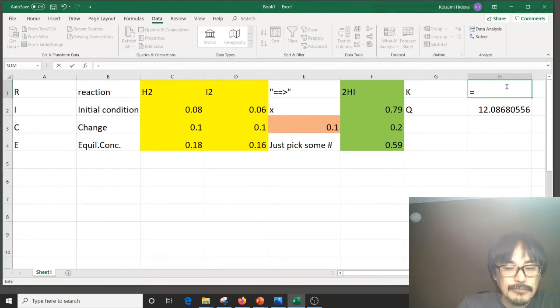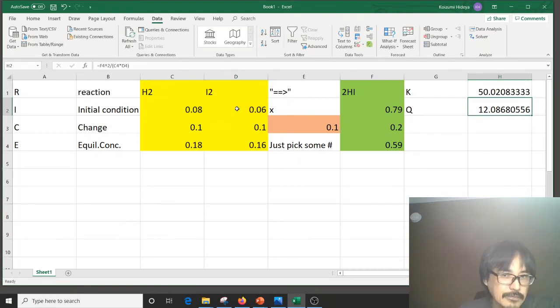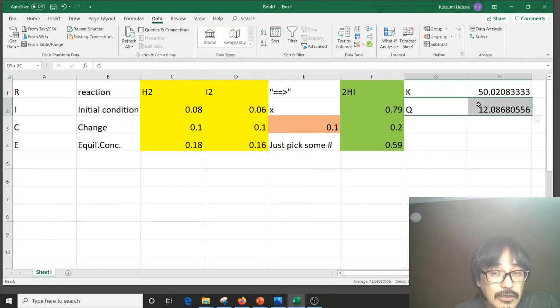So 0.49 to the power of 2, divided by parenthesis open, that multiplied by this, right? This was from the problem. So K is about 50, right? And then the current value of Q, when you add an extra 0.3 more of the HI, you have a Q value of this much, right? And if you wait long enough, this Q is going to approach 50, right?